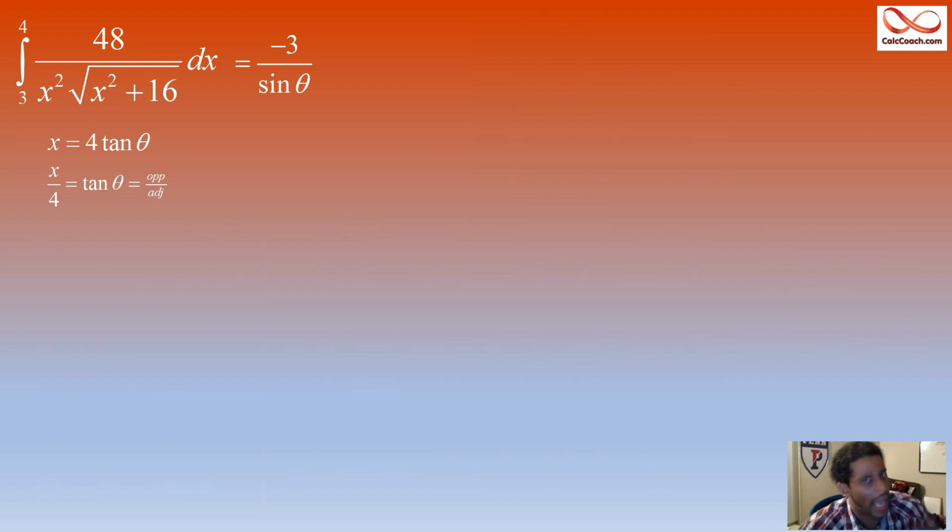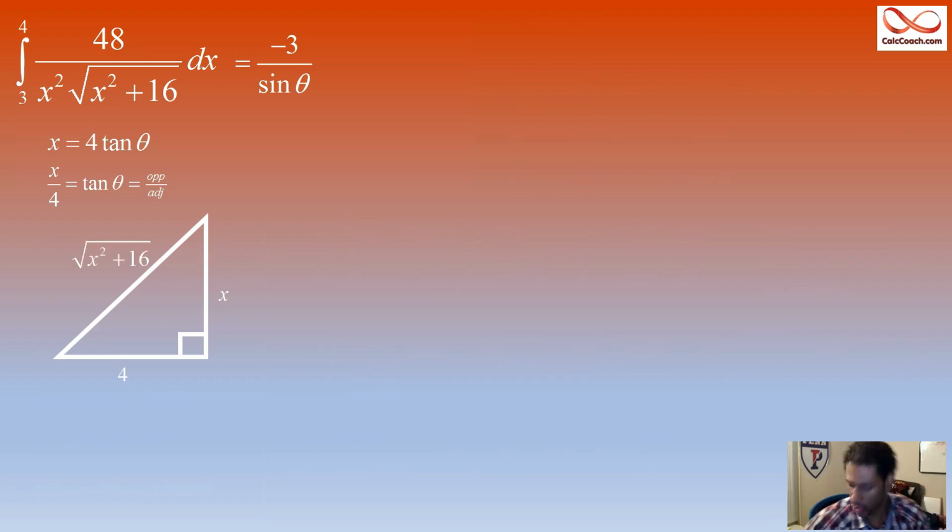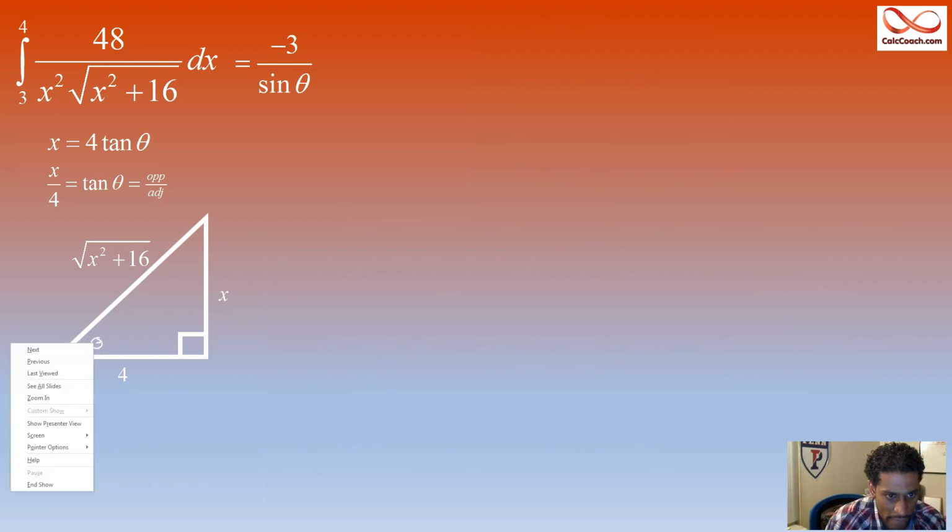See, tangent theta is opposite over adjacent. So build yourself a reference triangle, a right triangle, where you have the opposite as x, the adjacent is 4, and then the square root that originally started all this is going to be the third side. Let me just put in theta there. Sorry. Okay.